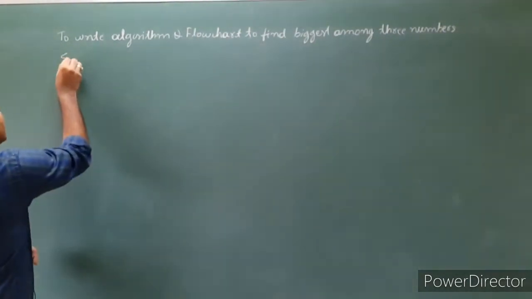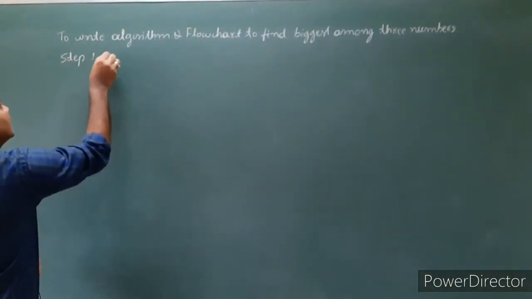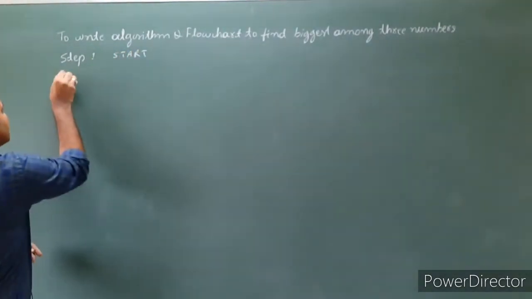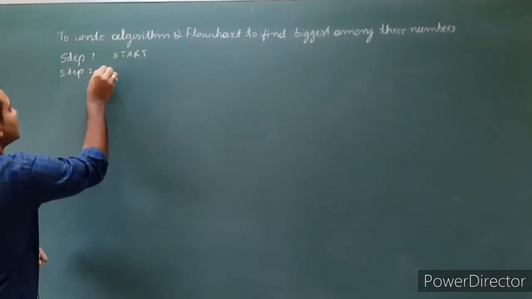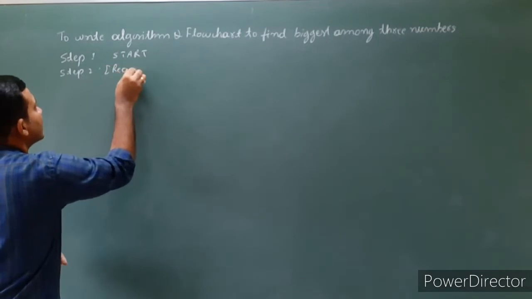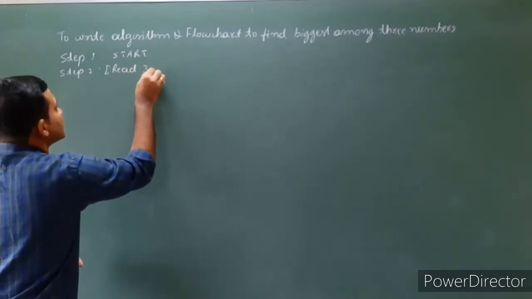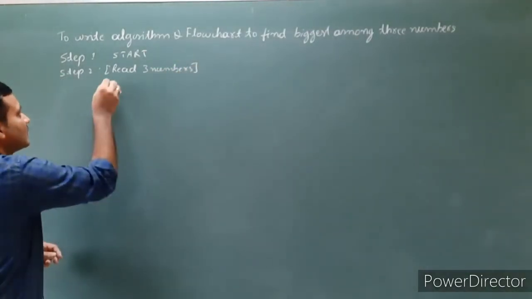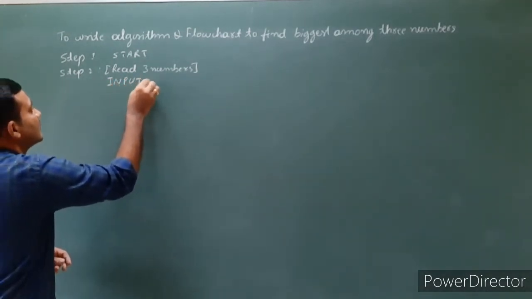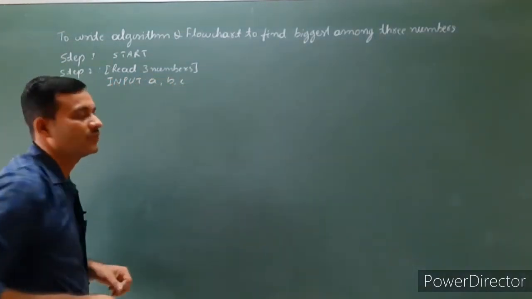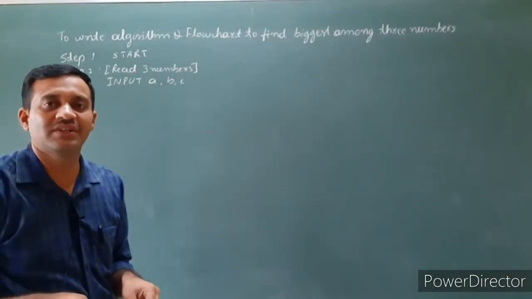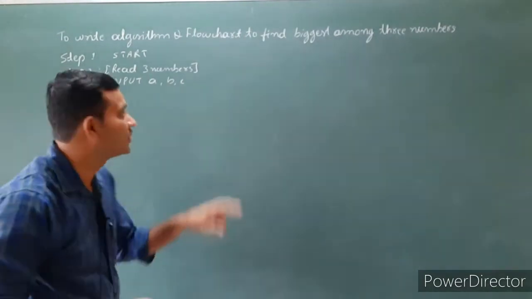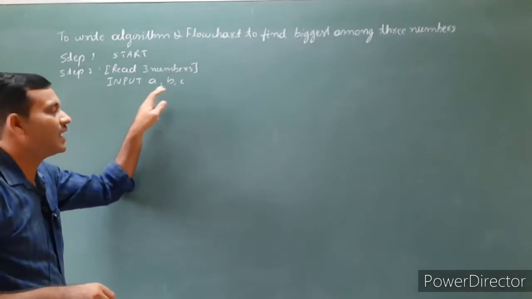So step 1, start. So that is the beginning of the algorithm. Step 2, read 3 numbers. So the 3 numbers are the inputs: A, B, C. Here we do not know the values of the 3 numbers, hence we take variables. Variables are memory locations which hold some value. So the names of the variables are A, B, C.